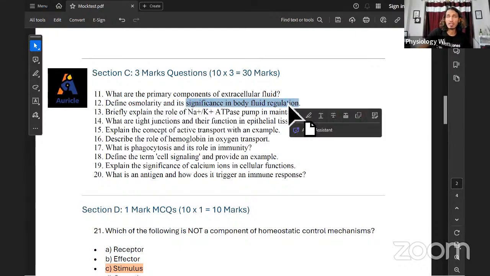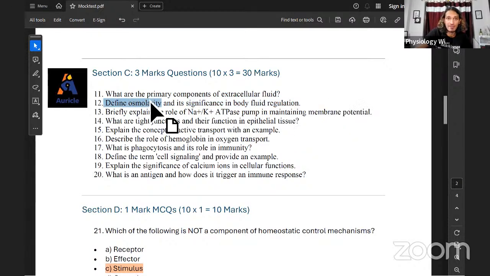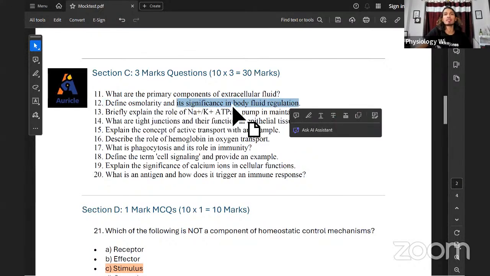And actually you can talk about the osmoreceptors, where they are, and draw a diagram and explain all of this. Again, not much is needed because it's a 3-mark question. 1 mark would be definition and 2 marks to describe the significance of body fluid regulation.